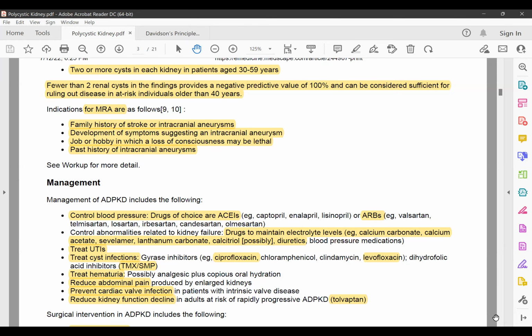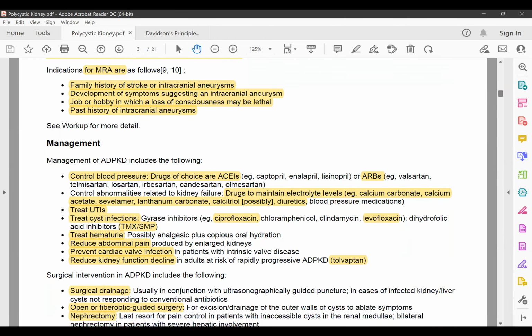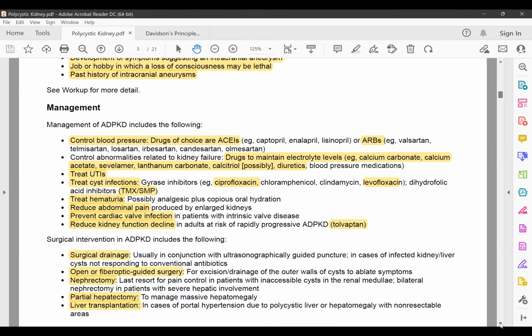What do you do? Control the blood pressure with ACE inhibitors and ARBs, and use renal failure drugs like sevelamer, lanthanum carbonate or calcium carbonate, calcitriol, diuretics, and then calcitonin also can be used. Treat UTIs; calcitonin for hypercalcemia. Cyst infections have to be treated with antibiotics which penetrate the cyst membrane, like the gyrase inhibitors, ciprofloxacin, levofloxacin, or trimethoprim.